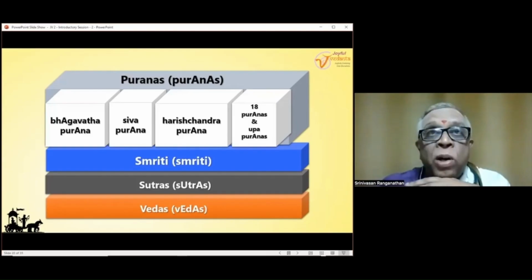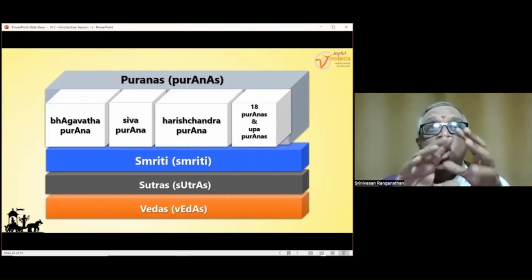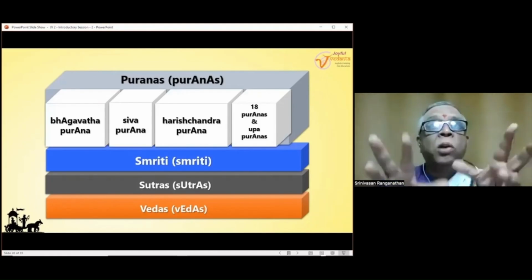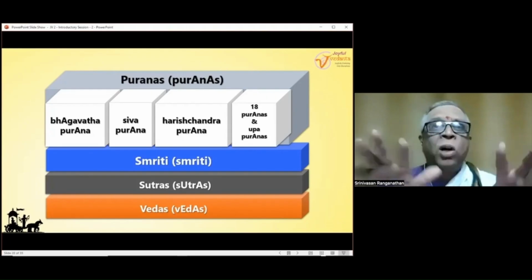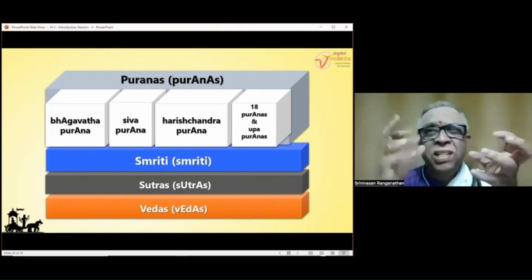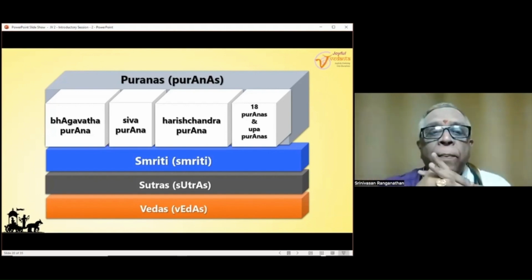Obviously, it is authored. I'm not repeating it now because it's already been repeated 3 times. So it is not Apaurusheya, it is Paurusheya because it is authored, and obviously not by one person; it's authored by several people, right? So they were full of stories and events. Engagement is pretty high, right?